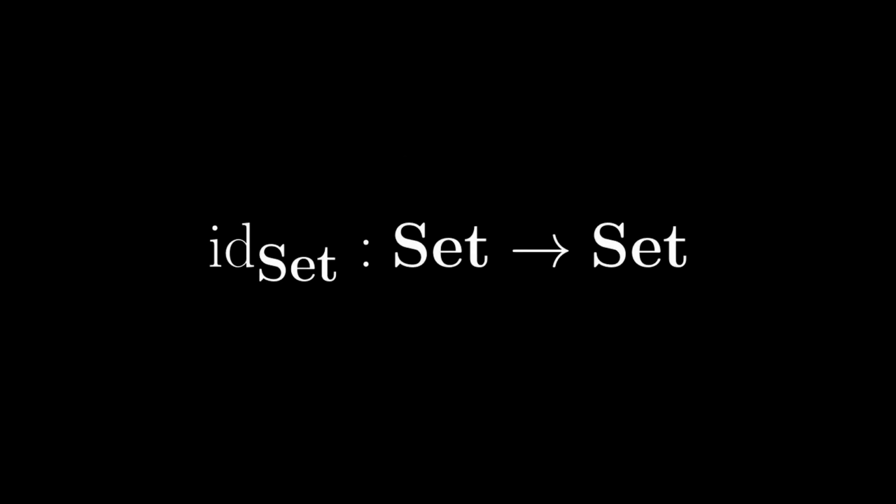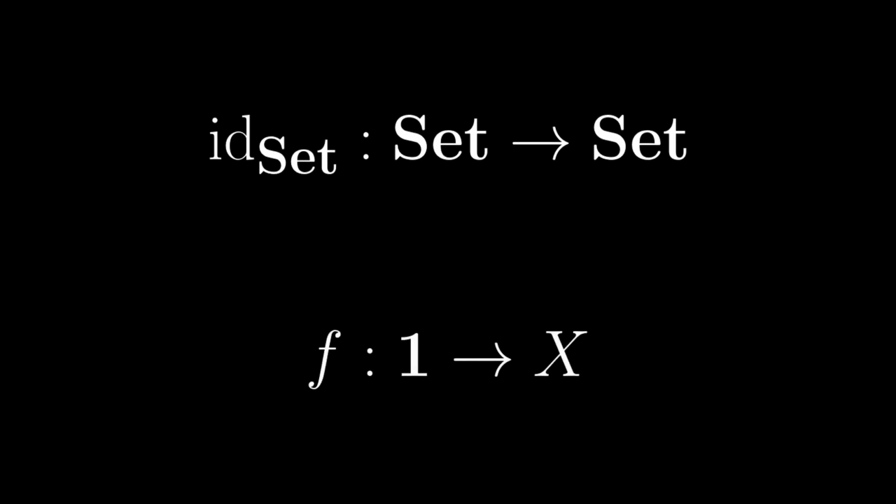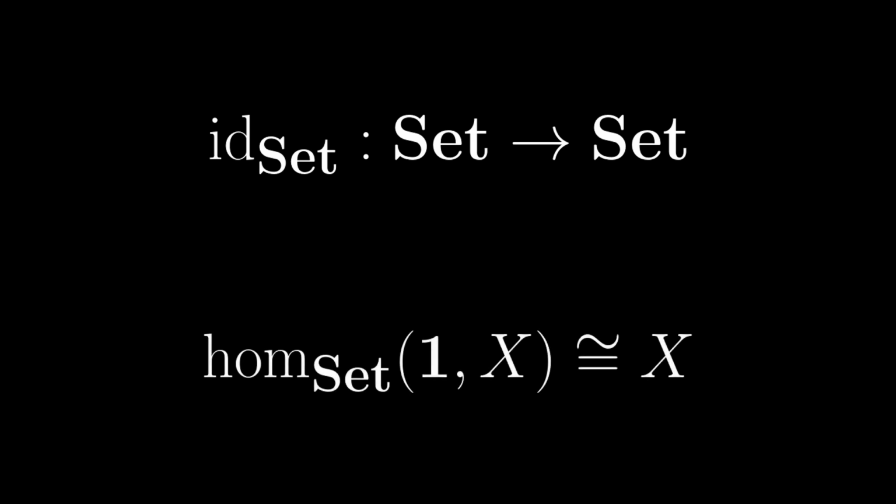The identity functor from Set to Set is represented by the singleton set 1. Any function from the singleton set to a set x just amounts to picking elements from the set x, so there are exactly as many functions from 1 to x as there are elements of x, which is exactly the statement of this isomorphism. Naturality follows directly from the associativity of function composition.